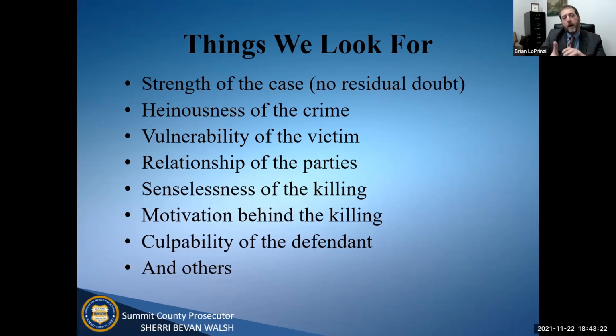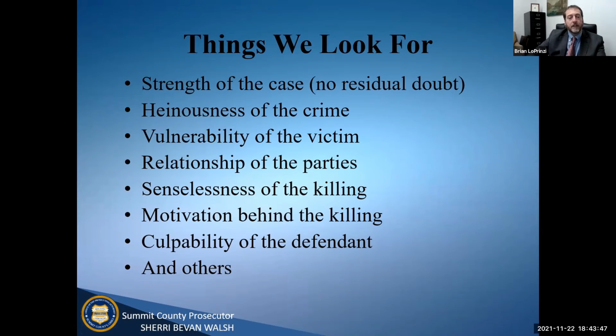We look at the vulnerability of maybe somebody with a disability who can't fend for themselves. That's why under 13 is one of those things. The relationship, the senselessness of the killings, they're all senseless, but there's always that degree of everything. The culpability of the defendant is one of those things. Culpability is like blameworthiness. How blameworthy is the defendant?